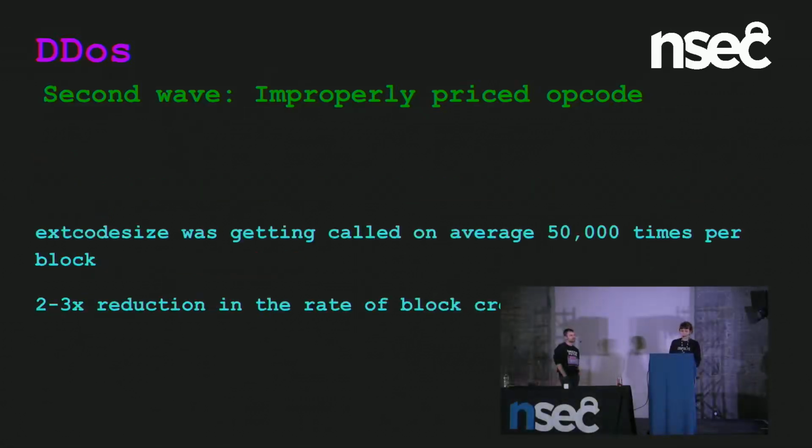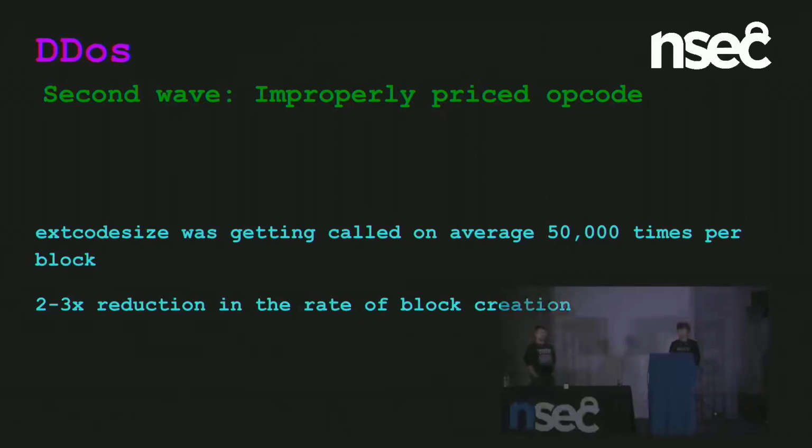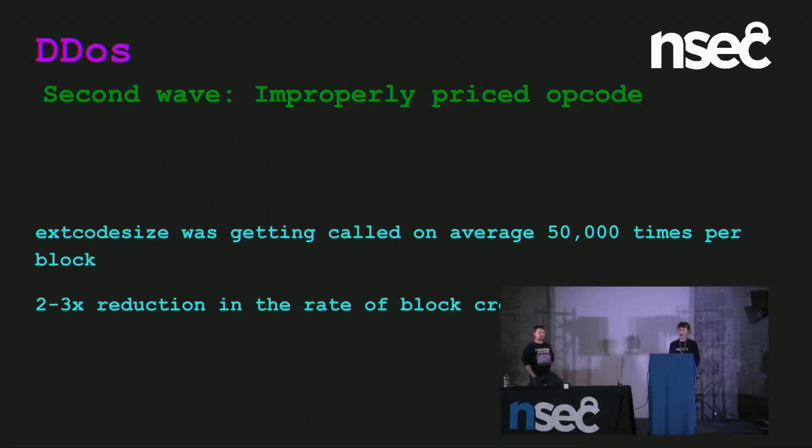So on average, for these transactions during this wave of the attack, EXTCODESIZE was getting called 50,000 times per block, and it resulted in a 2 to 3 times slowdown in the rate of block creation. To put things in perspective, initially this opcode was priced at 20 gas, and once everything was recalibrated, it went up to 700.